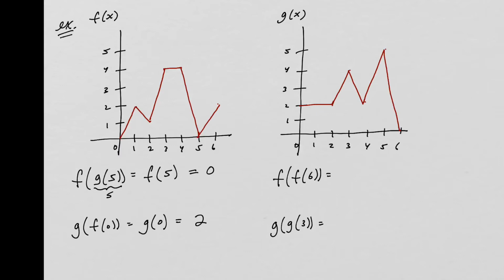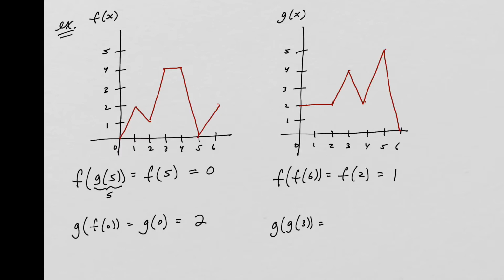So I go to my inside function, right? F, and evaluate it at 6. So if the input is 6, the output of f is 2. So this is the same as f of 2. So I now go back to my f function, and if the input is 2, what's the output? It looks like it's 1. So this is equal to 1.